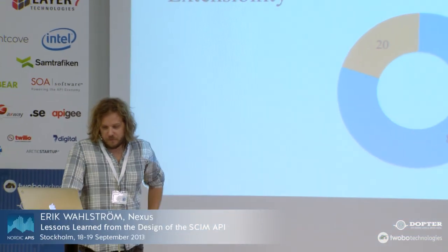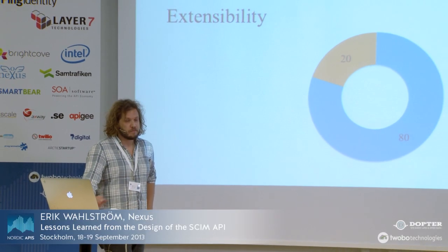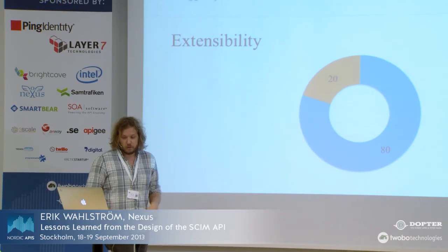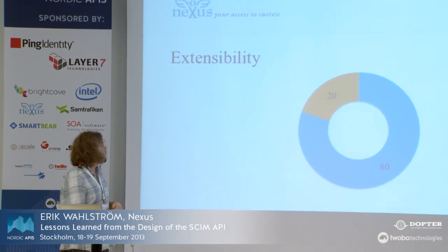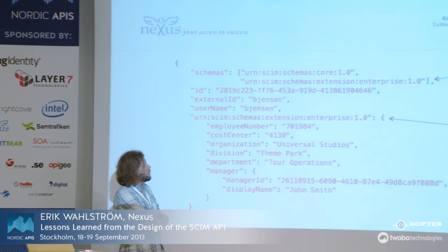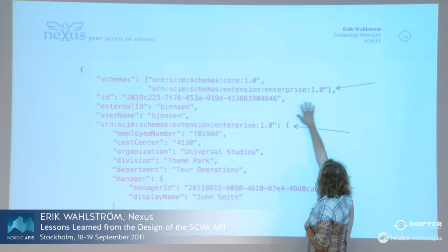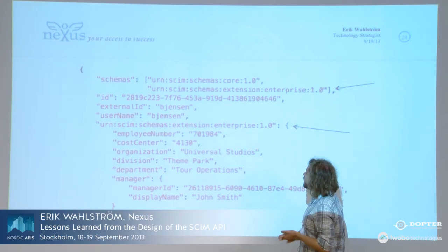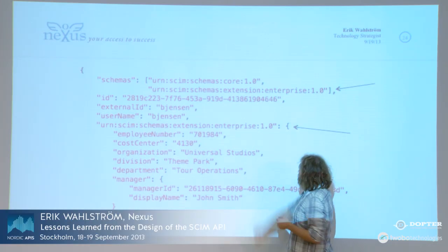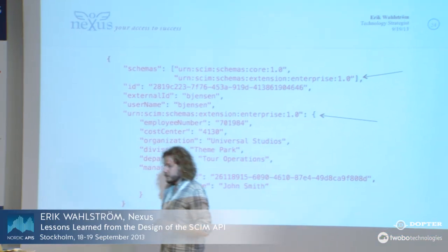So for example, for the SCIM user, it's going to be hard to define exactly what the user is. So we've been working a lot with extensibility here. And this is an example of how we add the enterprise user. We define that this user is both a core user and has this enterprise extension going. And here you can see that it's added to this user.